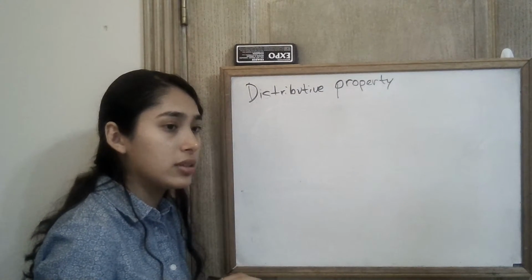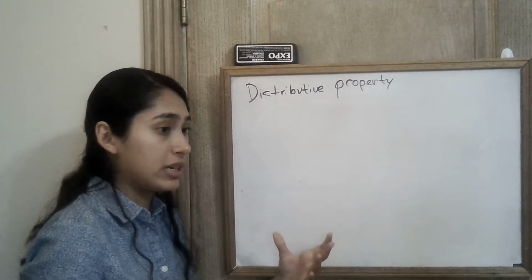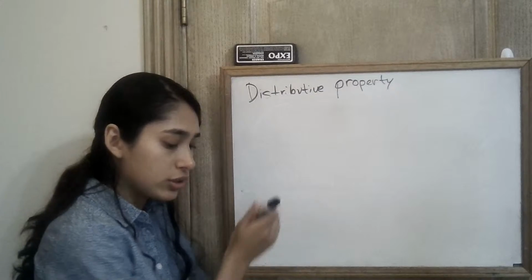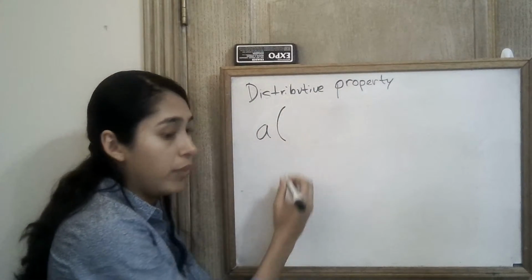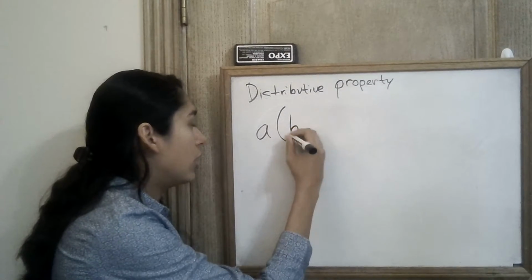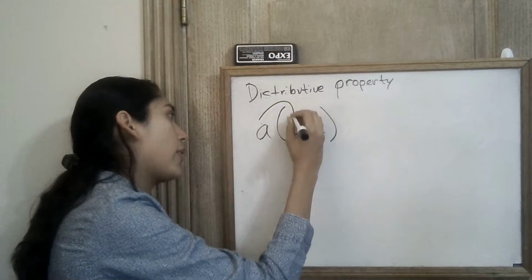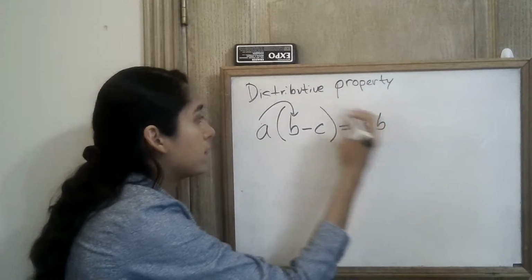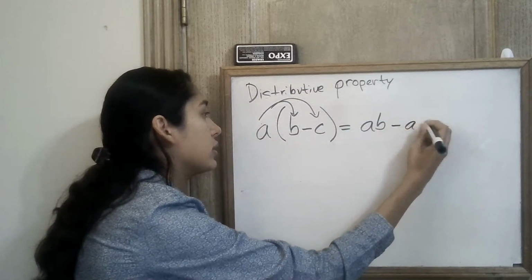Same thing applies if you're having to do other operations. It doesn't just work with sums, it also works with subtraction. So let's say I have A multiplied by the difference, subtraction, of B and C. Really, I'm just going to go ahead and multiply this. It's going to equal AB, and just multiply this, that, minus AC.